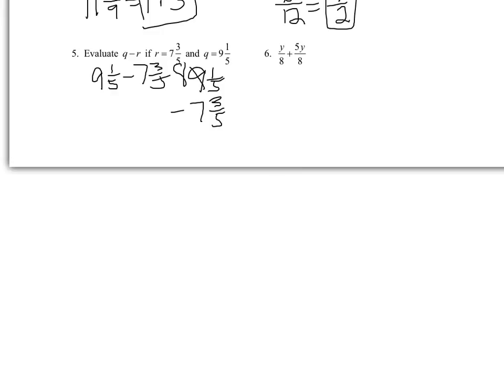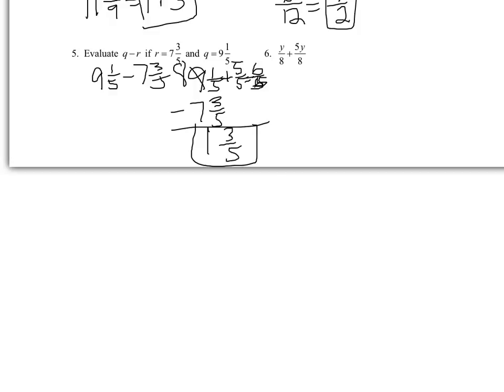This 9 is going to become an 8. And I've got 1/5 already there, but I'm adding 1 whole to it as 5/5 to get 6/5. So now I can do 6/5 minus 3/5, which gives me 3/5. And then 8 minus 7 is 1, so we get an answer of 1 3/5.